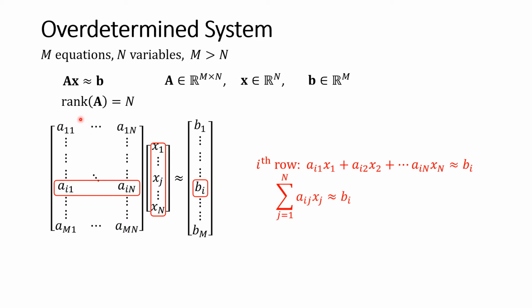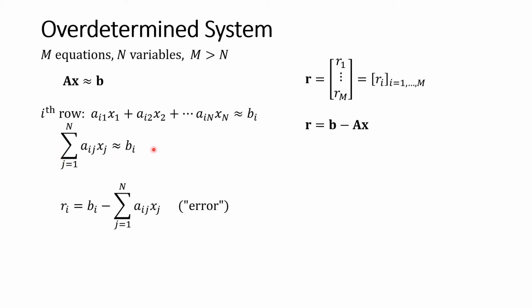Now, we will always assume that the matrix of coefficients here is full rank. So in this case, it will be equal to the full column rank n. And this is the ith row here, obtained by taking these coefficients of the matrix A, multiplying with vector x, and that's approximately equal to bi. We want to make the left side as close to the right side as possible. So summation aij xj must be approximately equal to bi, and this is only for the ith row, but we want to simultaneously do the same thing for all the rows.